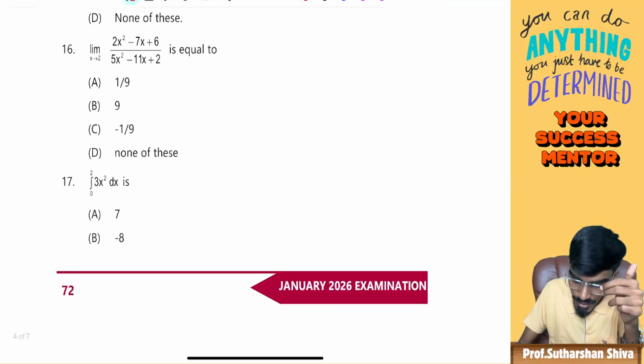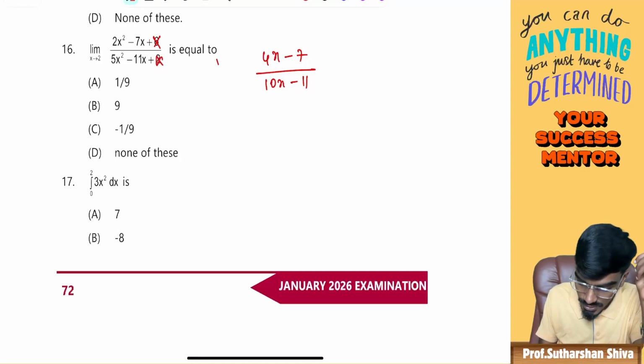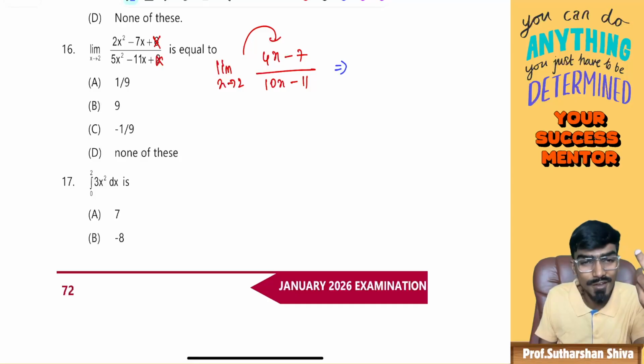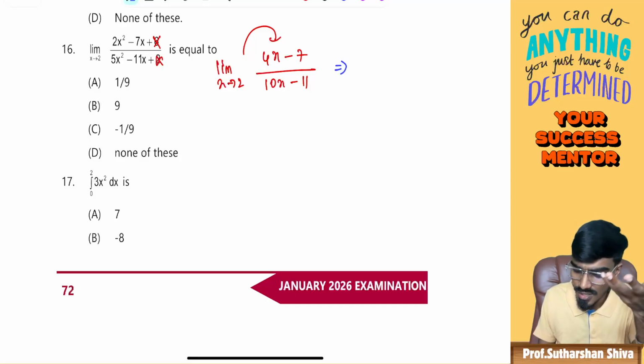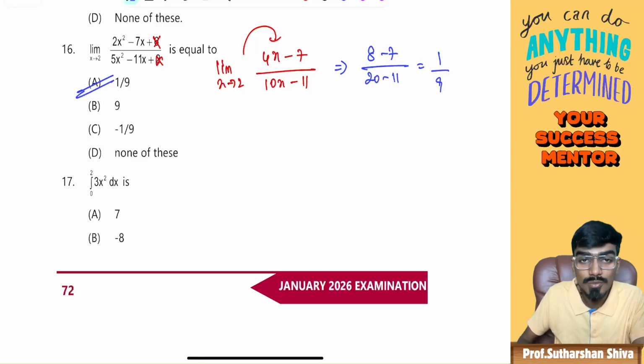First differentiate with respect to x. It will become 4x minus 7 divided by 10x minus 11. That is what the differentiation gives. Then limit x tends to 2. Now we will be substituting over here. After differentiation, f dash of x divided by g dash of x, we substitute. It will become 8 minus 7 divided by 20 minus 11, which is equivalent to 1 by 9. So my answer is option A.